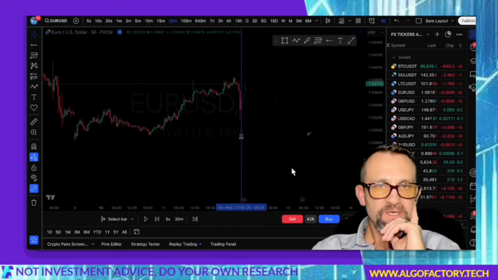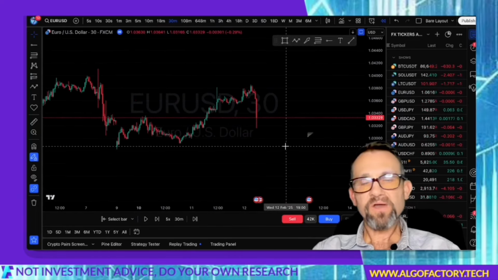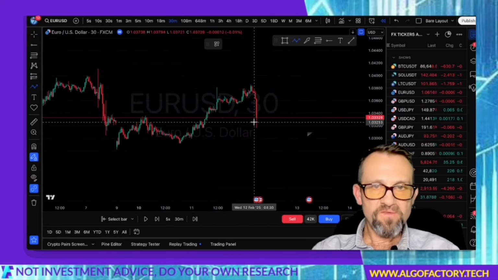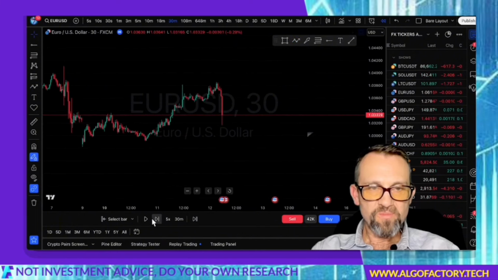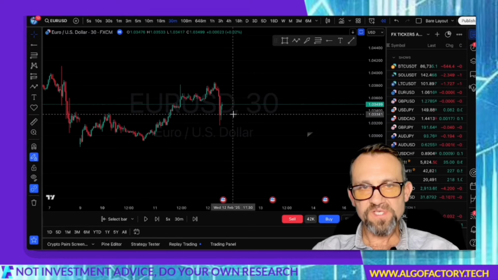So I'm going to go back a little bit and we're going to pretend that we didn't see it pop up, because under any circumstance it made a low. Now at this time we don't know if it's going to go down any further or anything like that, but once we hit play we're going to see that price starts to head back up. So it looks like we got ourselves a higher low right here.